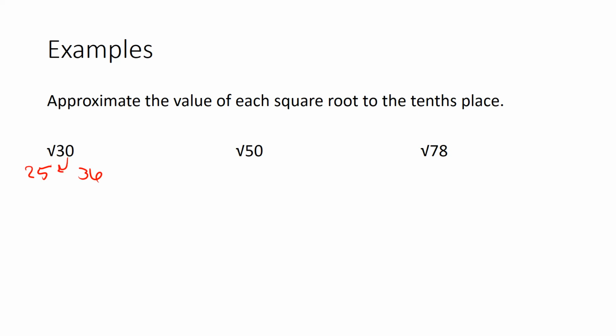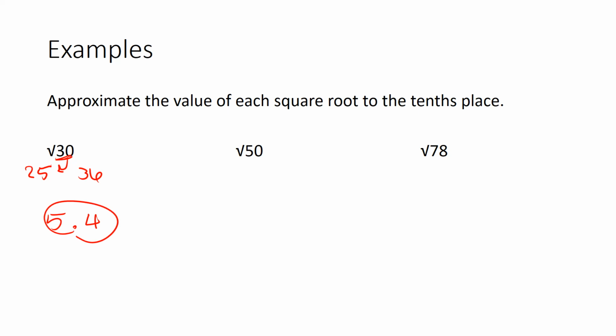30 is closer to the 25. That means my decimal is going to be 5 point something. 5 because 30 is bigger than 25 and the square root of 25 is 5. The square root of 36 is 6, and it's not bigger than that, so it's not going to be 6 in a decimal, it's 5 in a decimal. Now 30 is closer to that 25, so it's going to be less than 5.5, so I'm going to guess 5.4, and that would be the approximation that I come up with.